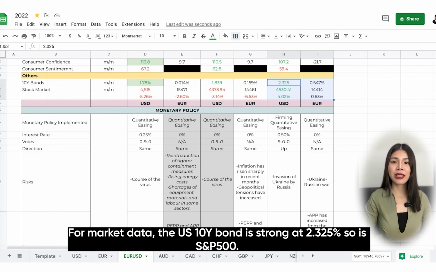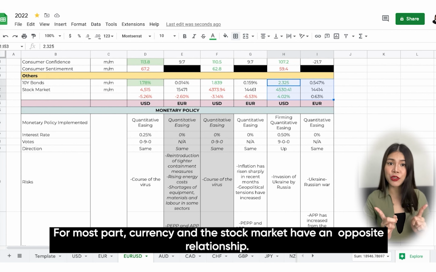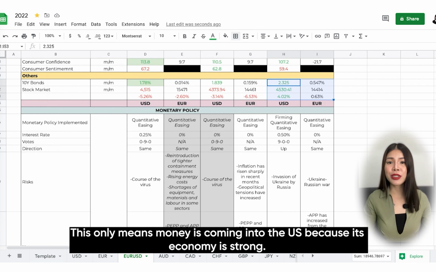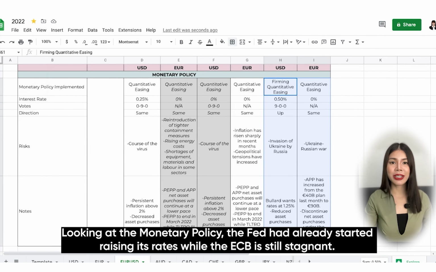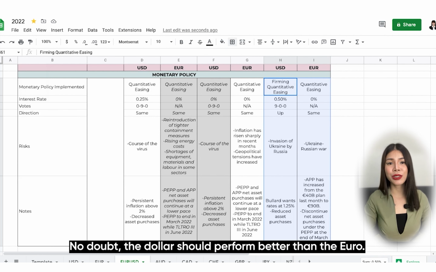For market data, the U.S. 10-year bond is strong at 2.325%, so is the S&P 500. For the most part, currency and the stock market have an opposite relationship, but in this case, both are rising. This only means money is coming into the U.S. because its economy is strong. Looking at the monetary policy, the Fed had already started raising its rates while the ECB is still stagnant. So no doubt, the dollar should perform better than the euro.